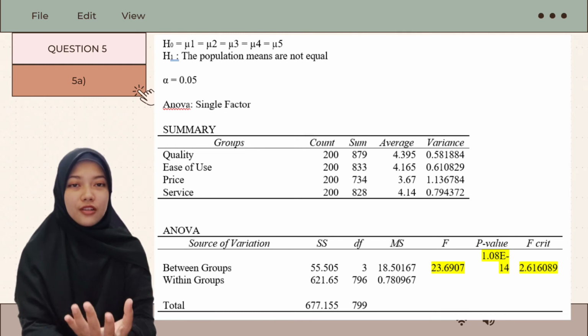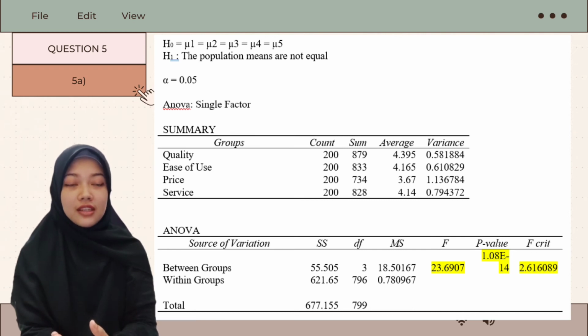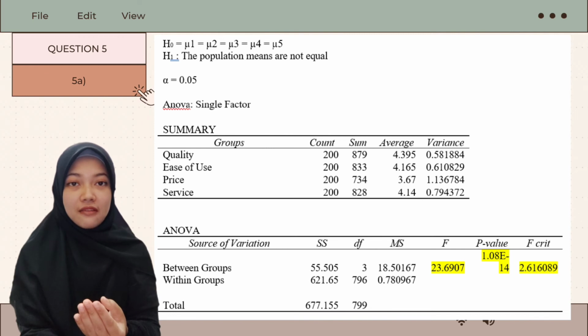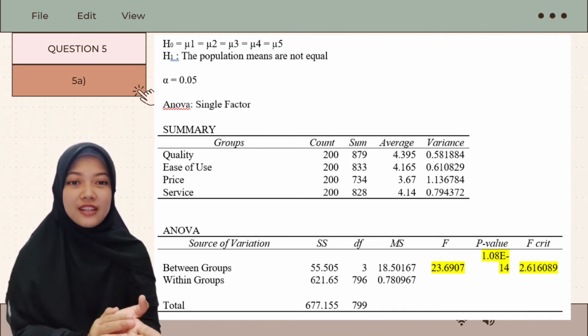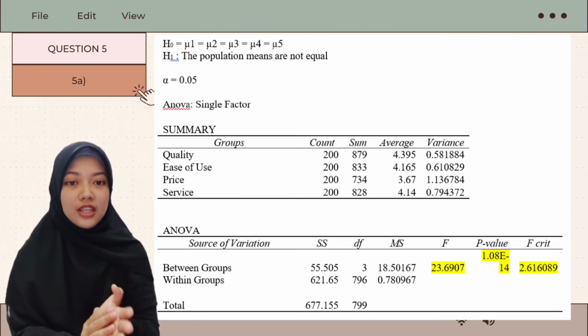For the critical value approach, the F statistic value is 23.6907 and the critical value is 2.616. This means the F statistic value is much higher than the F critical value. Therefore, we reject the null hypothesis that states the population means are equal to each other.